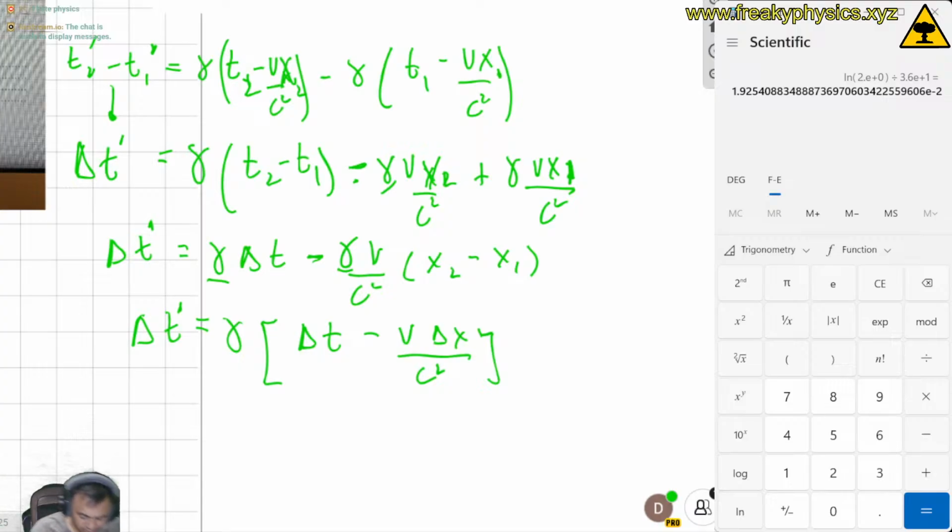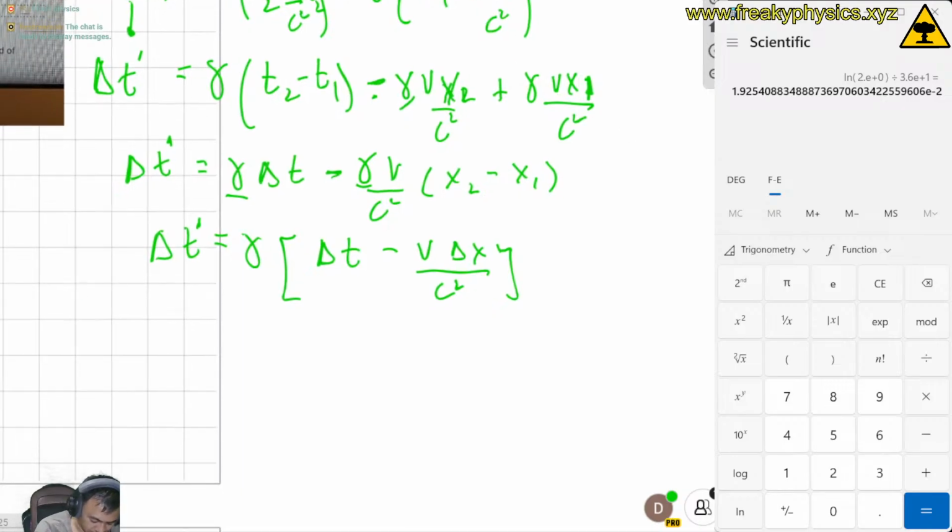Now what do we do? We know that in the rocket the events were simultaneous. So which one is going to be delta, which one's going to be zero here? Because our original reference frame was outside, the space station, t prime is for the rocket. So we know they happen at the same time. So delta t prime is 0, simultaneous in the rocket. So that's what we go for.